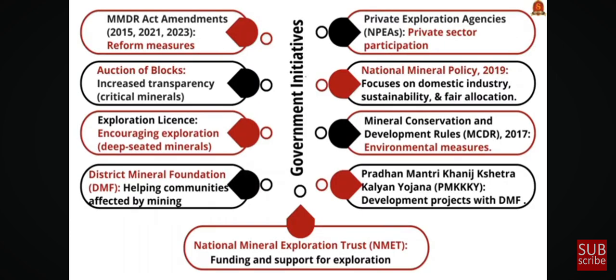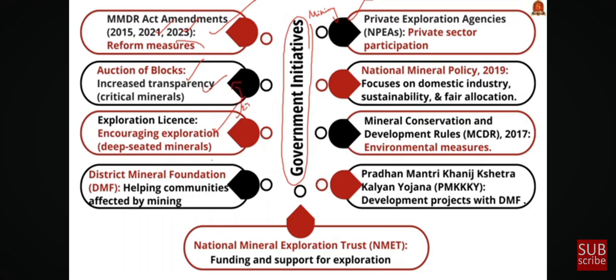Following this, let us see some of the government initiatives with respect to mining regulation in India. As I already said, the MMDR Amendment Act is a reformative measure which was amended in 2015, 2021 and 2023. Then auctioning of blocks. The central government is empowered to auction blocks for 24 critical and strategic minerals. This enhances transparency and efficiency in the allocation process. Then introduction of the exploration license. This has been introduced for the exploration of 29 critical minerals.